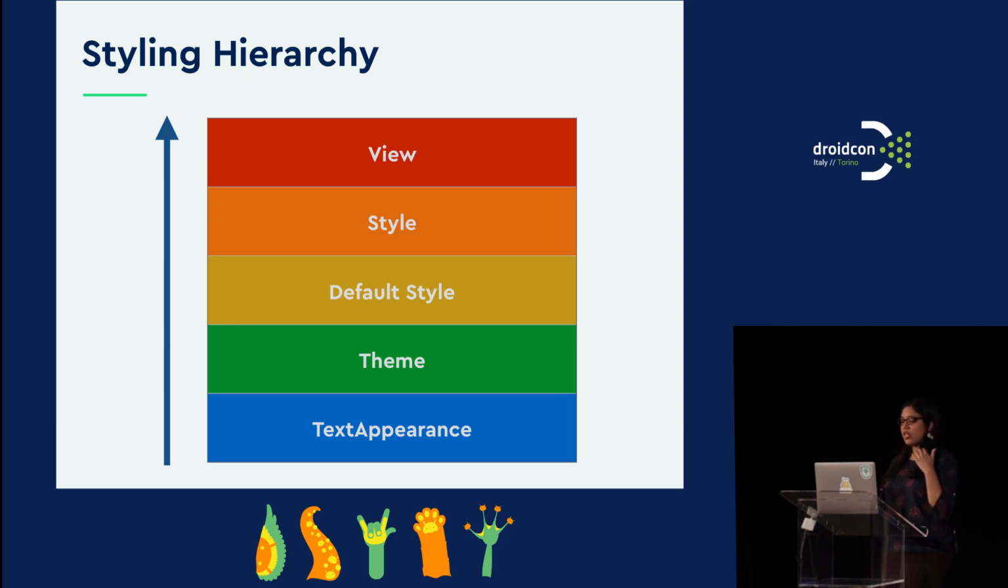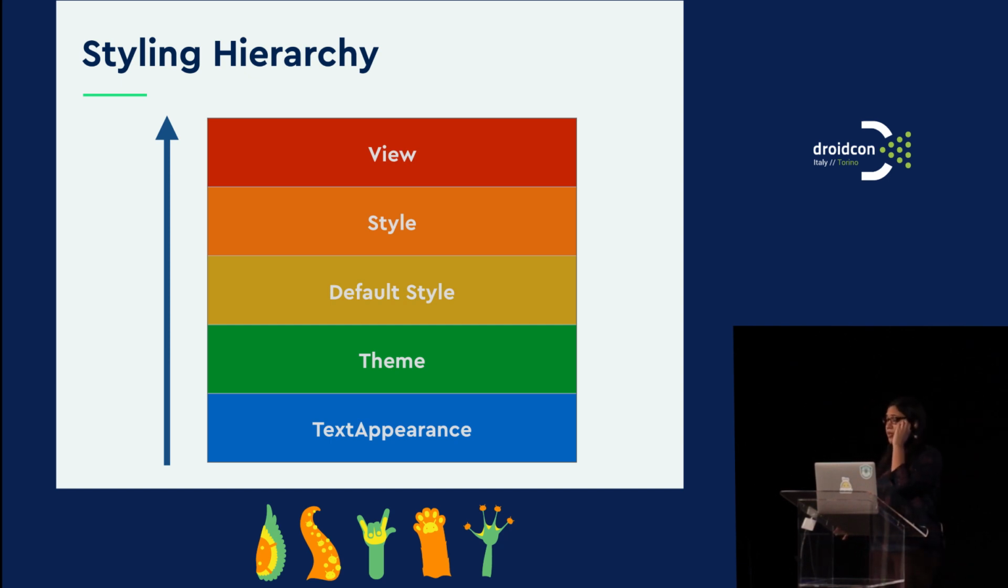So it first applies the attributes from the text appearance, then the theme, then the default style, and the view, which means that everything in the view overrides everything in the style, overrides the default style, overrides the theme, wins over the text appearance. So that's why, in the example I gave you, text color equal to blue in the text appearance and text color equal to green in the style wins, because it's above the text appearance in this hierarchy.